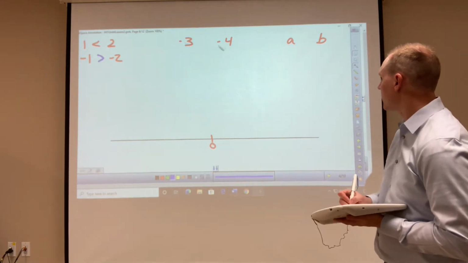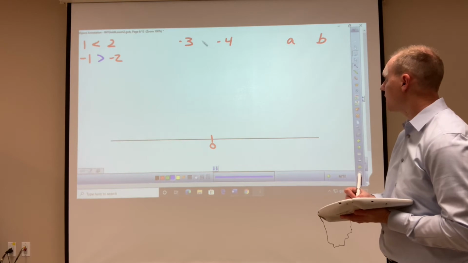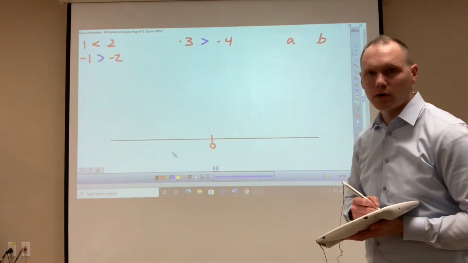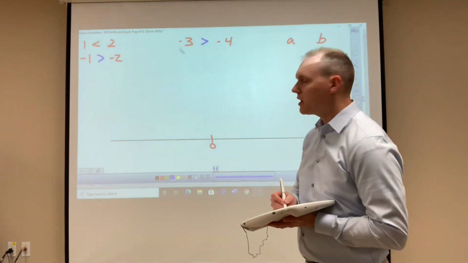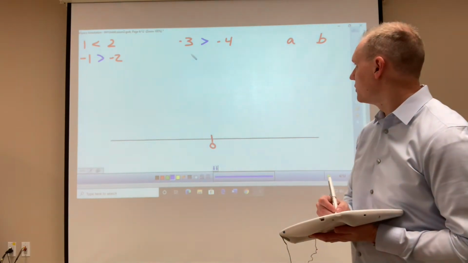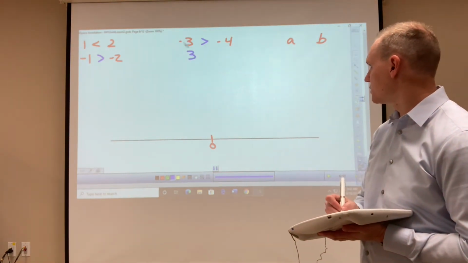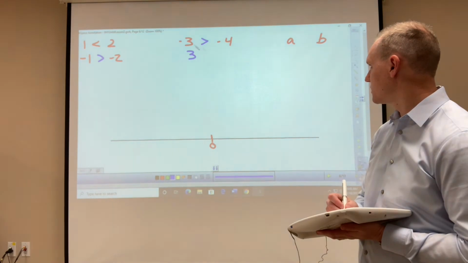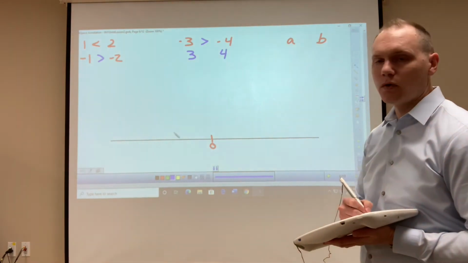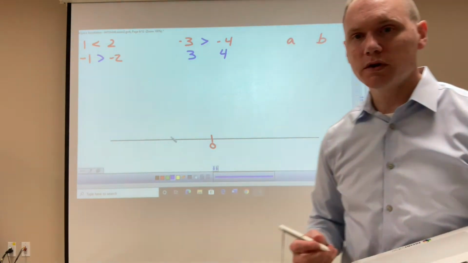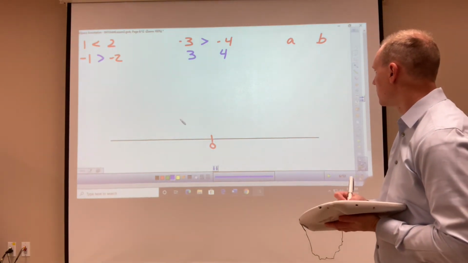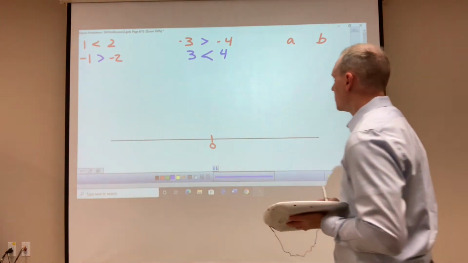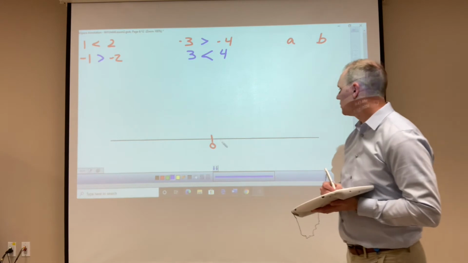Okay, right now -3 and -4. Right now, -3 is greater than -4. But when we multiply or divide by a -1, so basically changing the signs of both sides, it's going to give us 3 and 4. Okay, well, we all know that 4 is greater than 3. All right, so what happened?